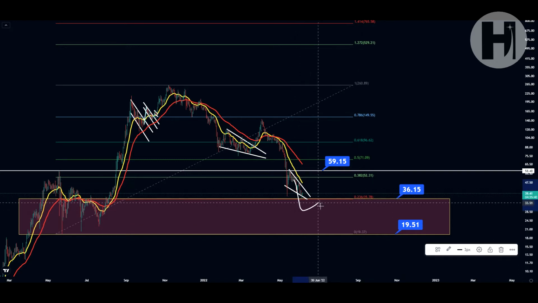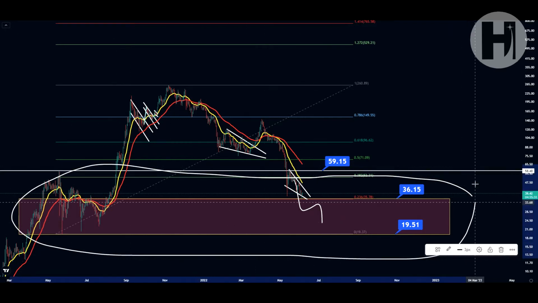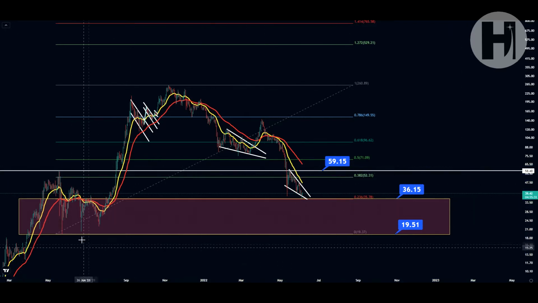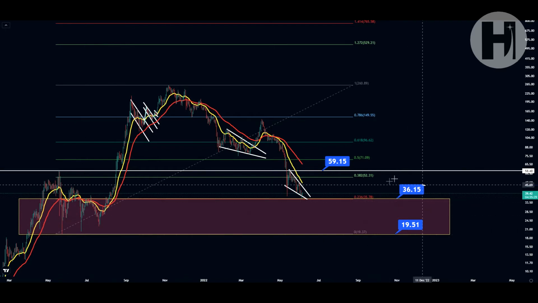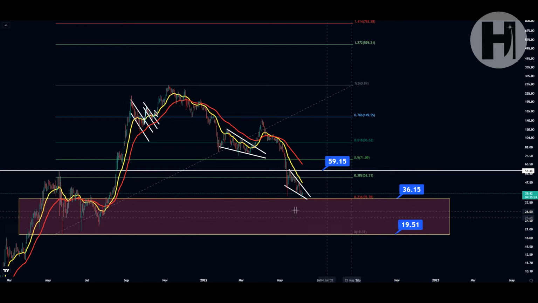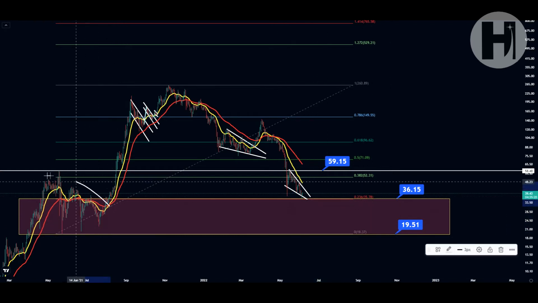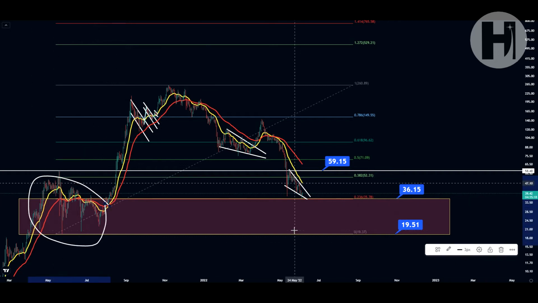If we start losing that, I would expect a very, very big amount of buy limit orders in this buy zone over here. Anywhere from $36 all the way to $20 is going to be a place where I'm going to be dollar cost averaging into Solana, because I do not think that we're going to drop any lower than this, to be honest with you.